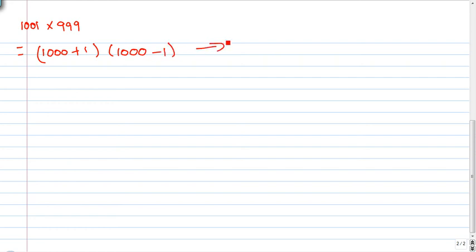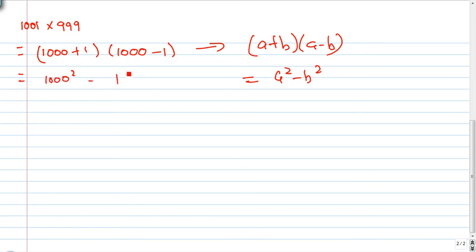And so if you realize that this is equivalent to (a plus b) times (a minus b), which is just a squared minus b squared. So you get 1000 squared minus 1 squared. 1000 squared is just 1,000,000, 1 squared is just 1, so your resulting answer will be 999,999.